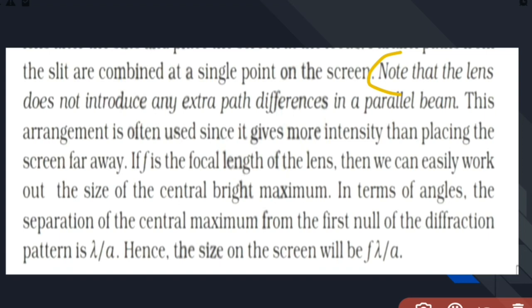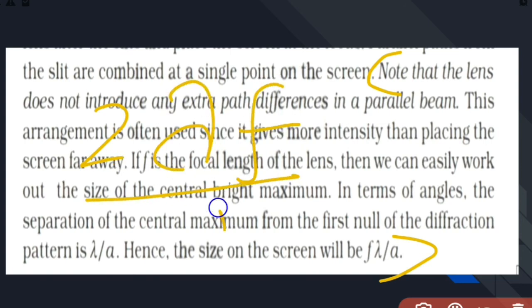So this is applicable when we keep the convex lens. Then the expression for the width of the central maximum becomes 2 lambda f by a. The width of the central maximum becomes 2 lambda f by a. So note that point.